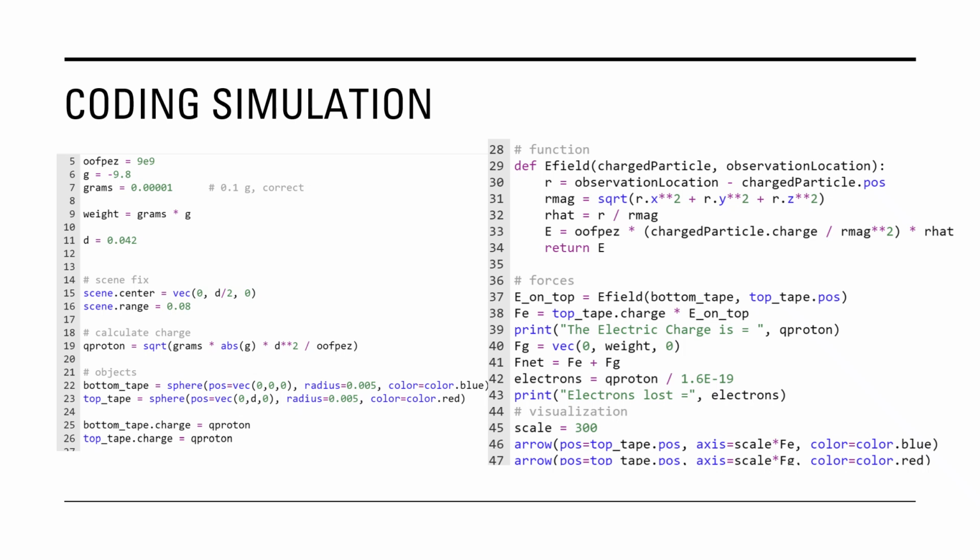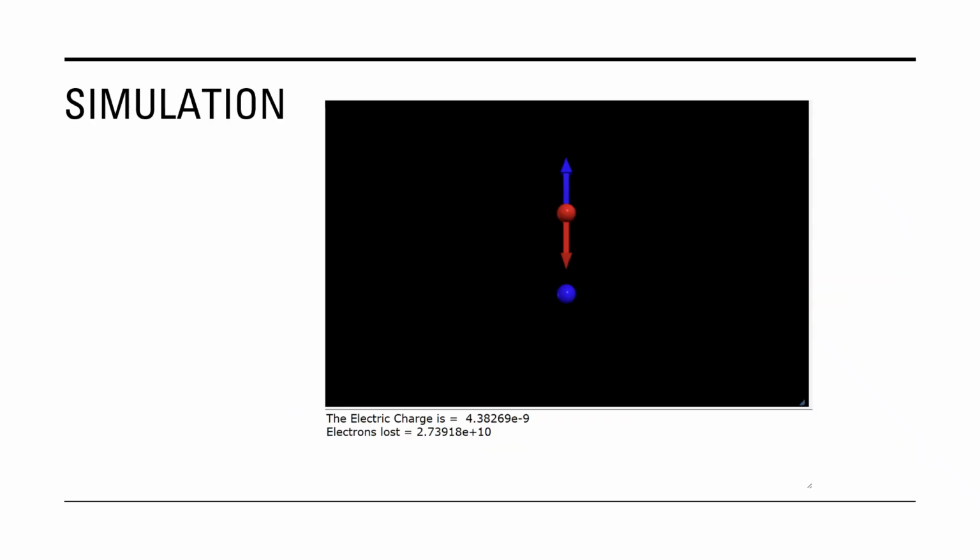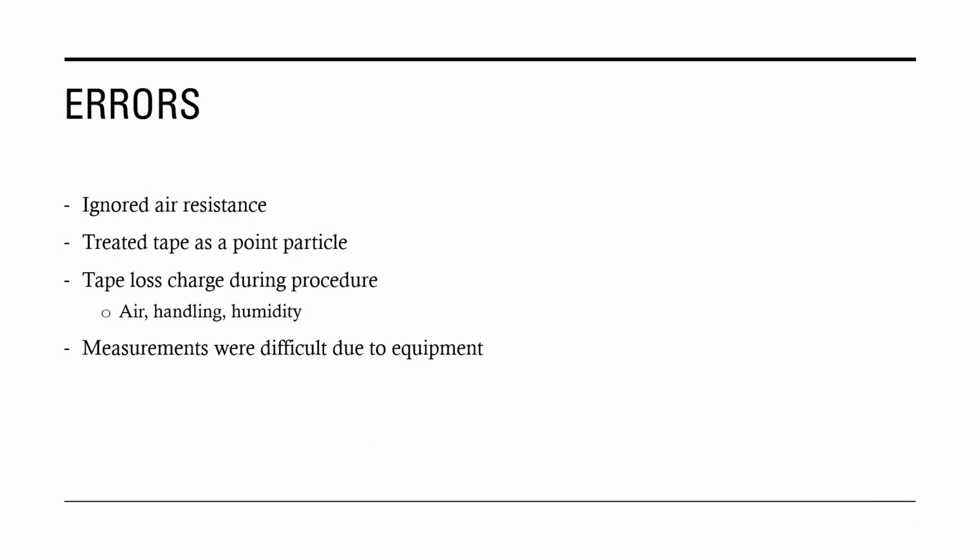Converting this math to code can be seen here, where we put down our constants. We adjusted the scene in order to make everything show and create our objects, used the function from Lab 0, and printed everything. The simulation shows this, with the blue arrow being the electric force and red being gravity, and they're equal, along with the electric charge and electrons lost.